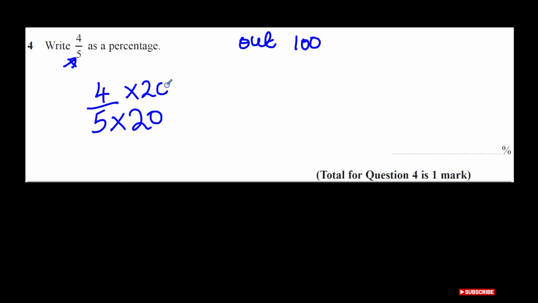Question 4, we're asked to write 4 over 5 as a percentage. So percentage is out of 100. If we can get the denominator to be 100, then that will be a percentage. So let's just write that as 4 over 5. How do I make this denominator 100? Well, I need to multiply this by 20. But you must balance the fraction by doing the same with the numerator. So that is going to be 4 times 20, which is 80 over 5 times 20, 100. So that's going to be equal to 80%.